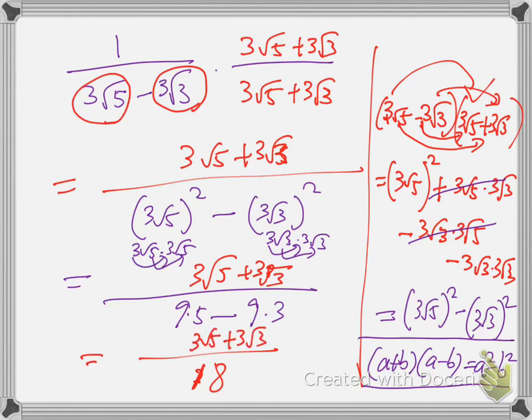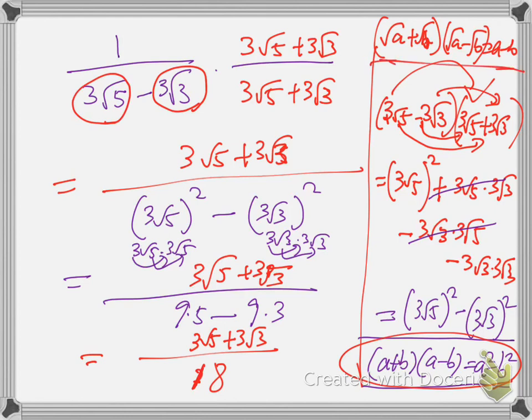Now we have two formulas. You either use this formula, or you use radical A plus radical B times radical A minus radical B is A minus B for an easier question. This is for an easier question. This is for a harder question. And some numbers are very big in the web work.